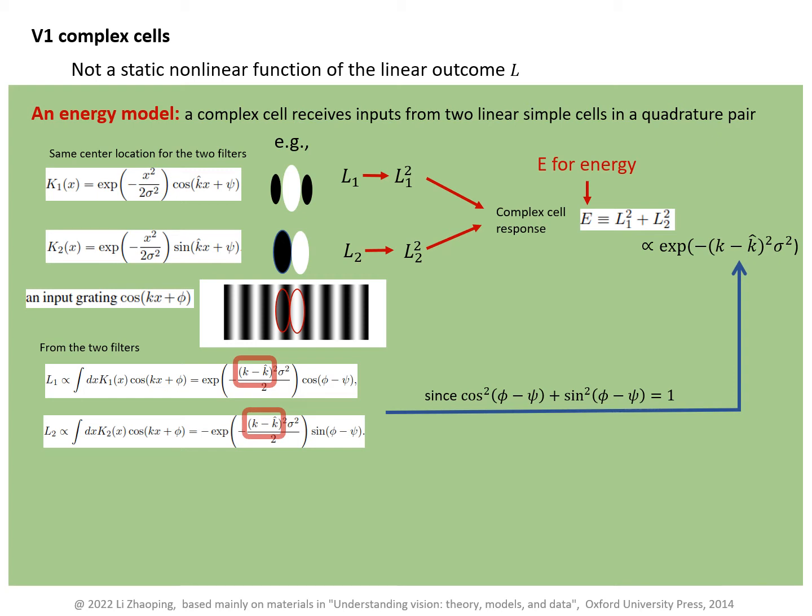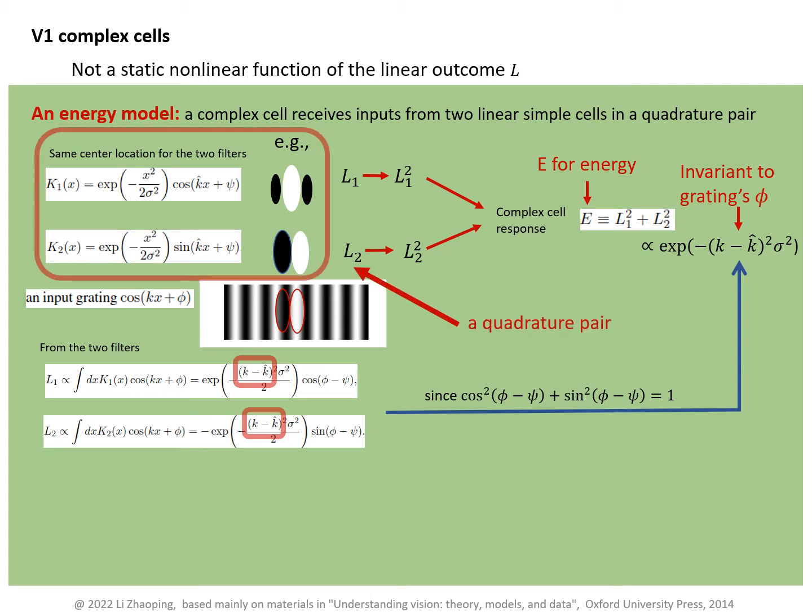And this response value does not depend on the phase phi of the grating. This means that it does not depend on how the darker and lighter stripes of the grating are aligned with any particular on or off region of the two underlying simple cell filters, K1 and K2. This pair of simple cell components is called a quadrature pair because the two filters are 90 degrees from each other in the phases of their Gabor filter constructions.